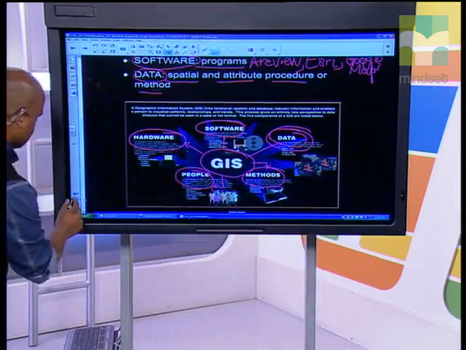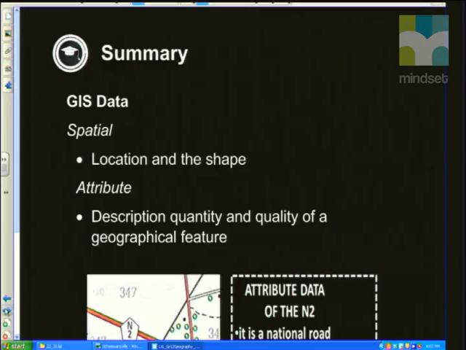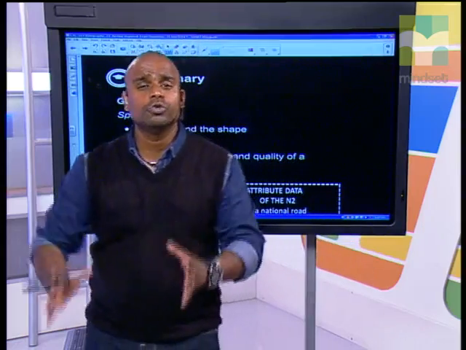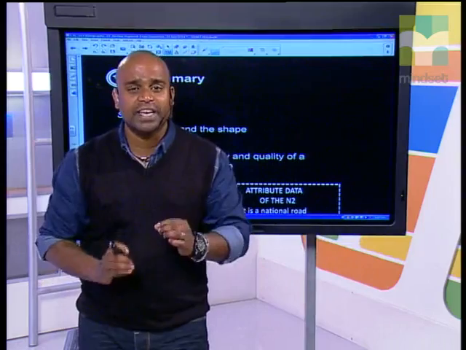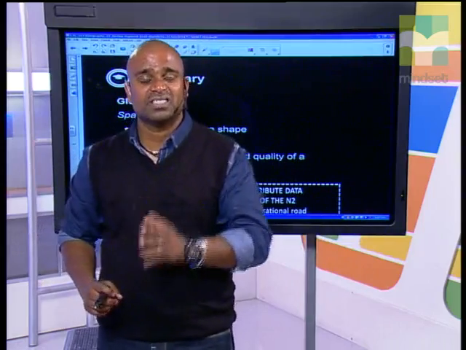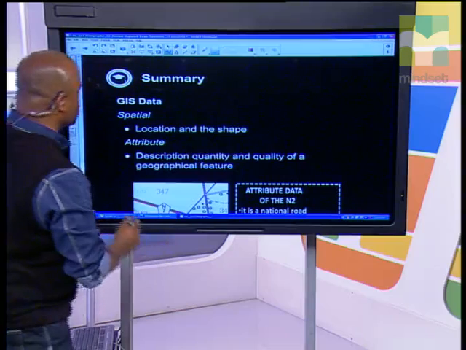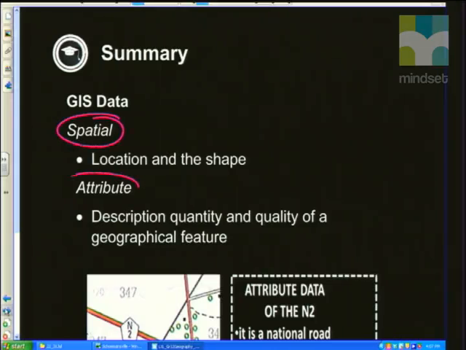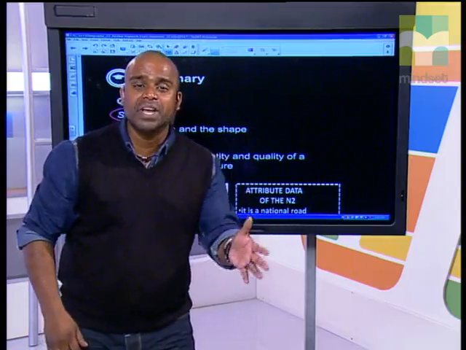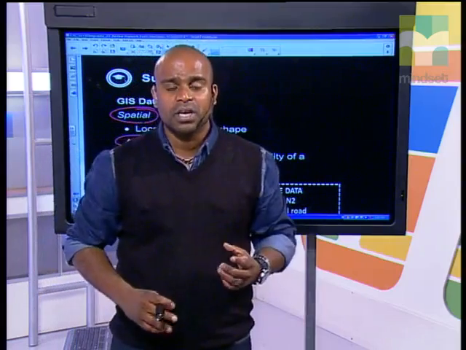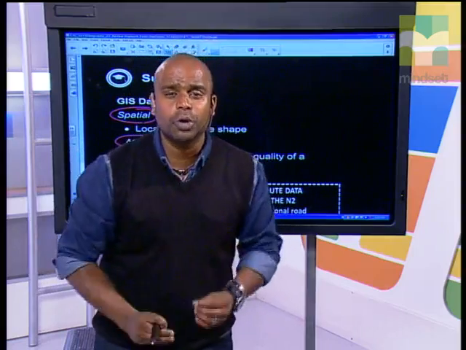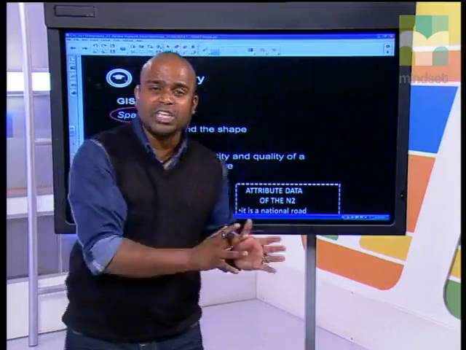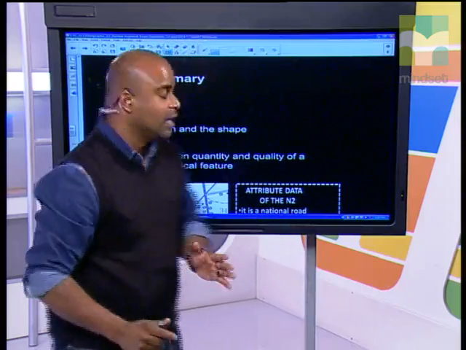Let's go further. Now, when looking at data in a GIS, we should note the following. There are 2 types of data in a GIS, or geographical information system. These can commonly be referred to as spatial and attribute data. Spatial refers to a specific object in the form of a point, line, or polygon. Now, in today's lesson, I'm going to show you the difference between spatial data and attribute data.